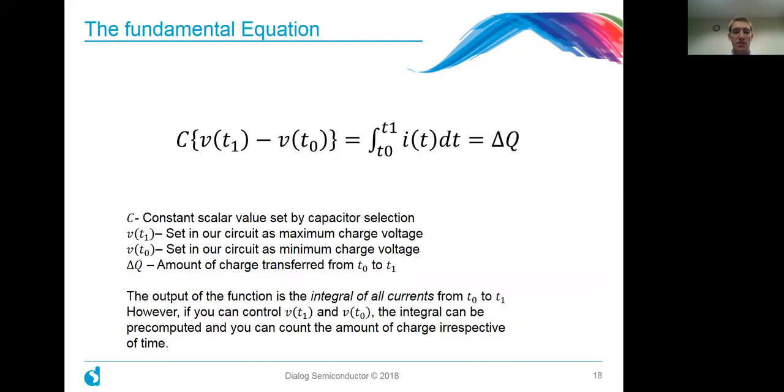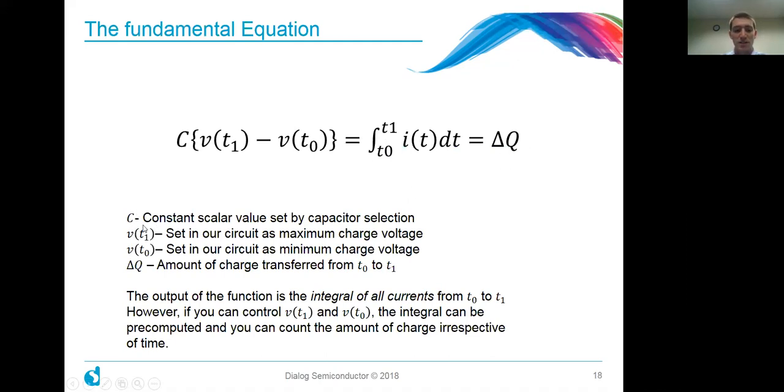So we have this equation here that is describing the operation of the charge transfer. And this is the only equation that you really have to worry about. This is to determine how much charge. So the end of the equation is the delta charge on our capacitor. And this equation is saying that if you have a capacitor that has a change in voltage, so VT1 minus VT0, these two voltages at different times, then that's going to equal the integral from time 0 to time 1 of all the current that's passed through it over time, which is effectively the change in charge.